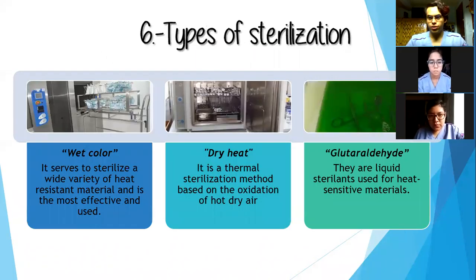Types of sterilization. With heat: it serves to sterilize a wide variety of resistant material and is the most effective and most used. Dry heat: it is a thermal sterilization method by the oxidation of hot dry air. Glutaraldehyde: it is a liquid sterilizer used for heat-sensitive materials.